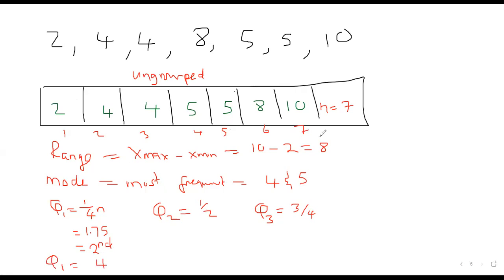What is half of 7? Since our n is 7, what is half of 7? 3.5. So you round up. Whether you have 3.1, 3.2, 3.9, as long as there is a decimal point, you round up. So this would be the fourth position. What is the fourth position here? 5. So our Q2 is 5.